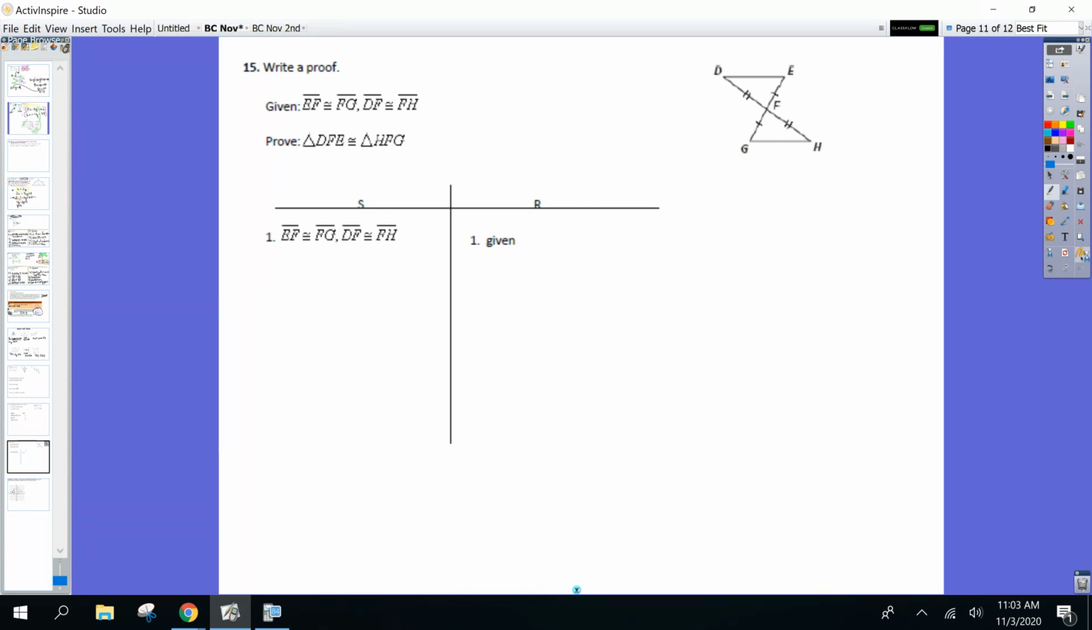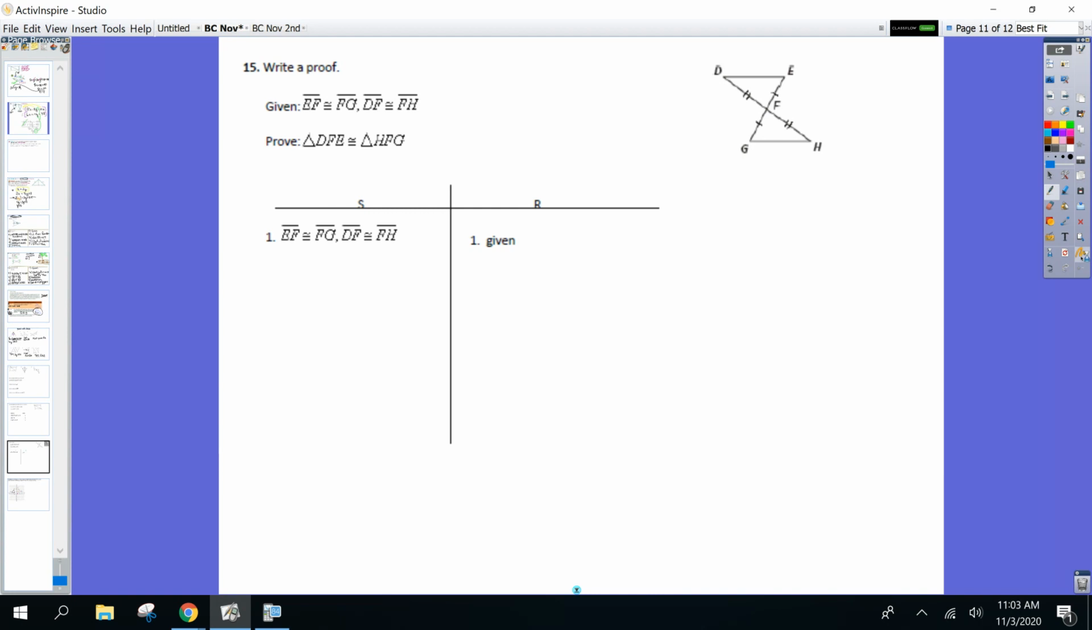And these proofs should not be bad. Because remember, you only have 2 methods, side, side, side, and side angle side. You only have 2 methods to use. So the proof shouldn't be that bad. You don't have a choice what to use here.